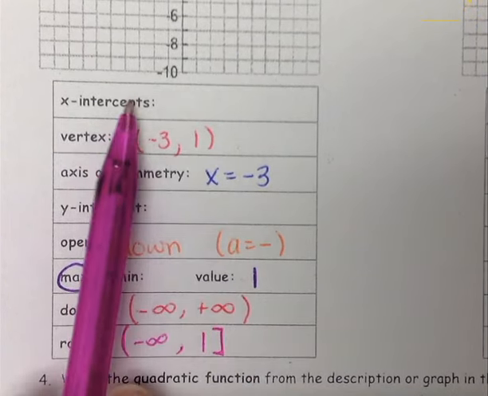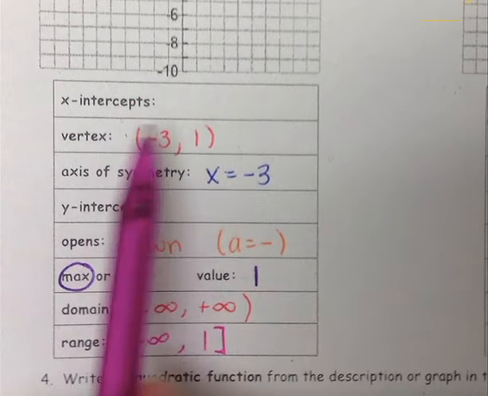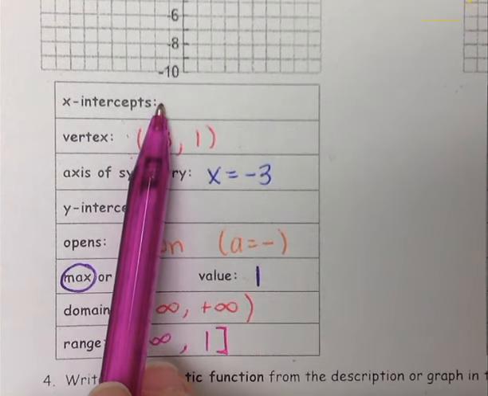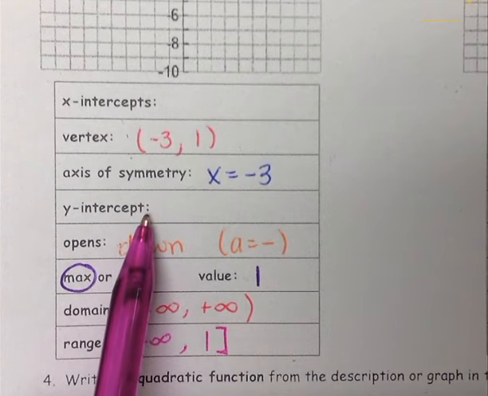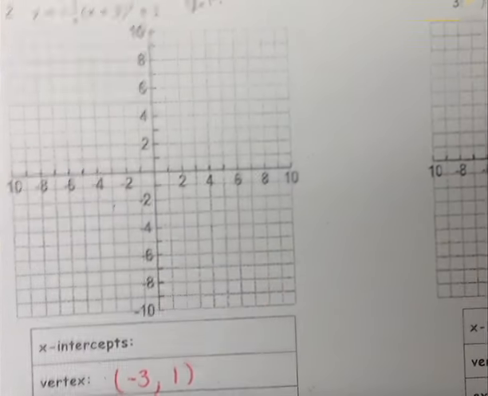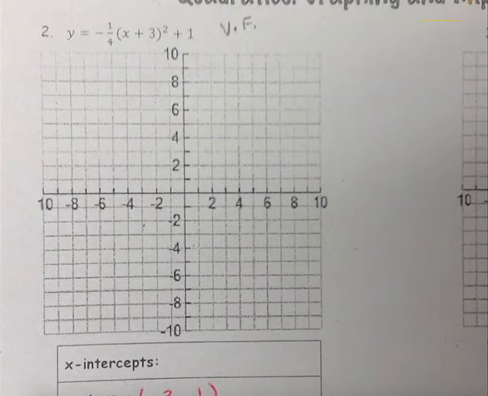Okay, so now we have to find the x-intercepts and the y-intercept. Remember, x-intercepts come from the factored form and the y-intercept comes from the standard form. So we could convert these. We could convert this to find those, but that would take more work.